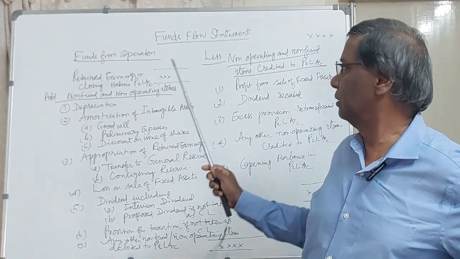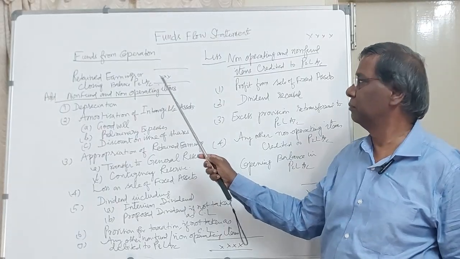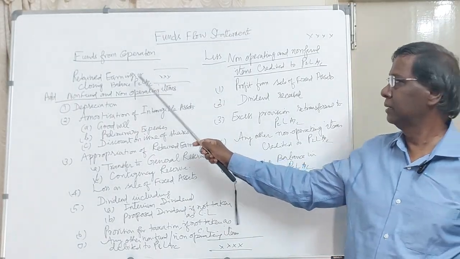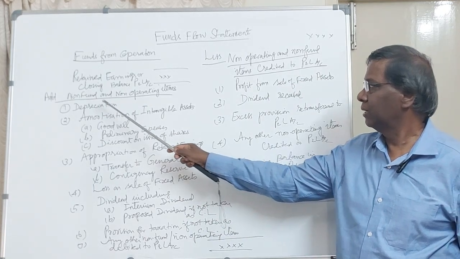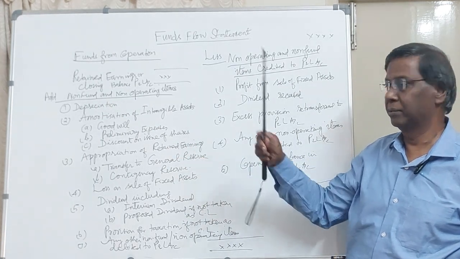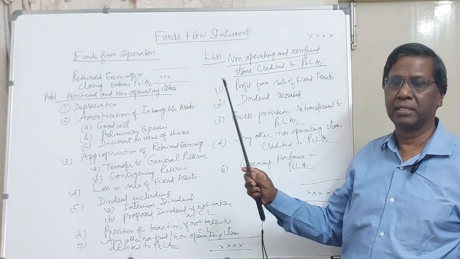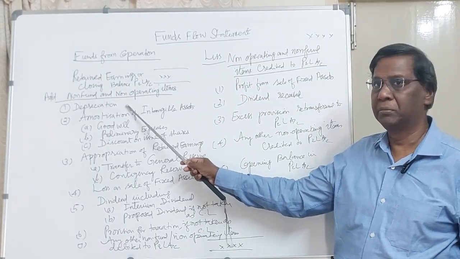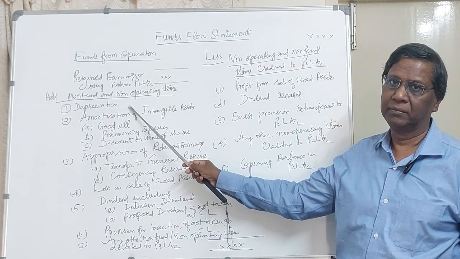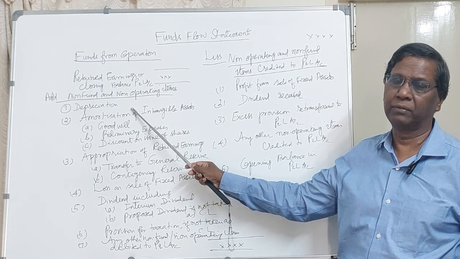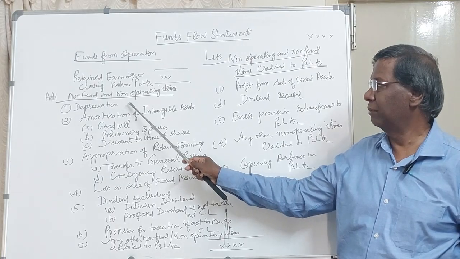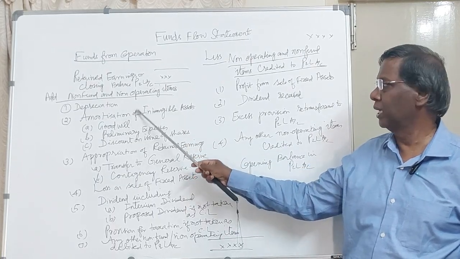So, starting from the starting point, it is from the retained earnings, the closing balance of the profit and loss account, and then here add non-fund, non-operating items. Non-operating means it is not related to your business. So depreciation is a non-cash item. I told you, money has not moved out from the cash box or from the bank. So to find the real funds from operations, you have to add back.